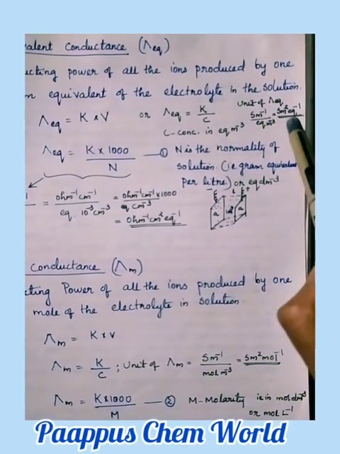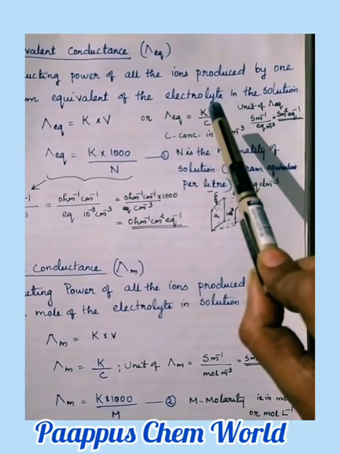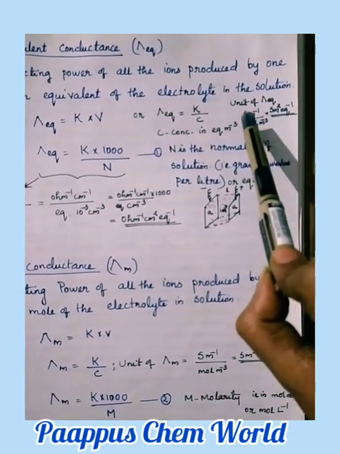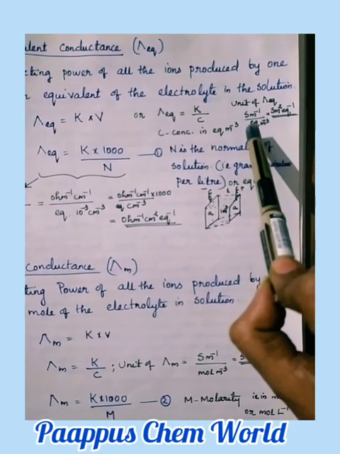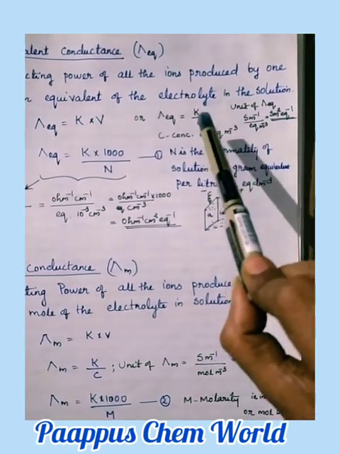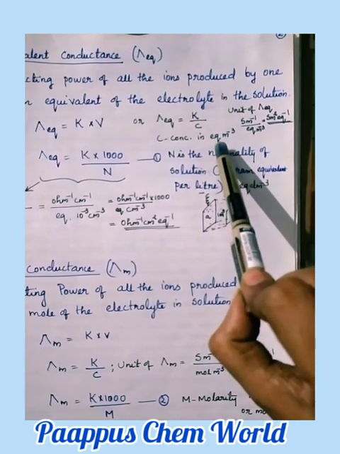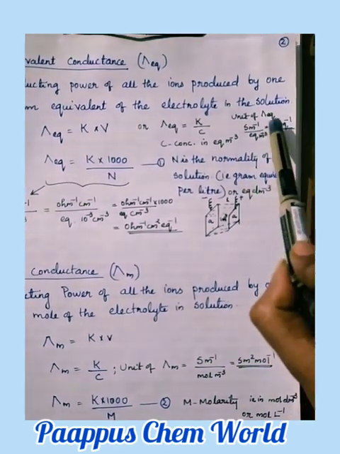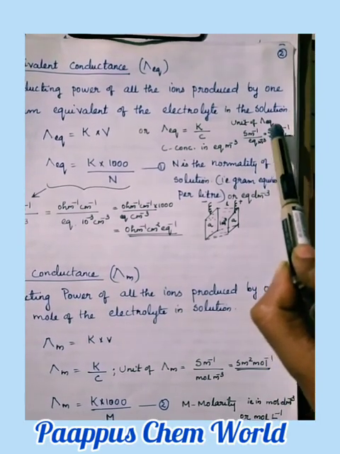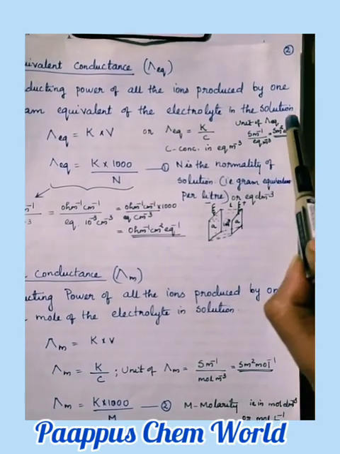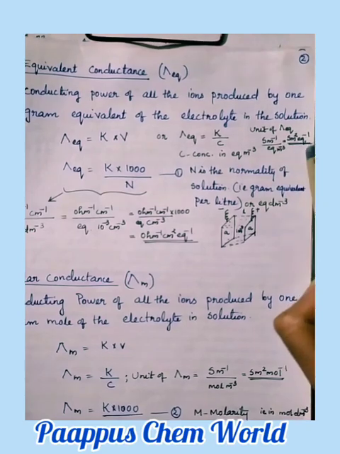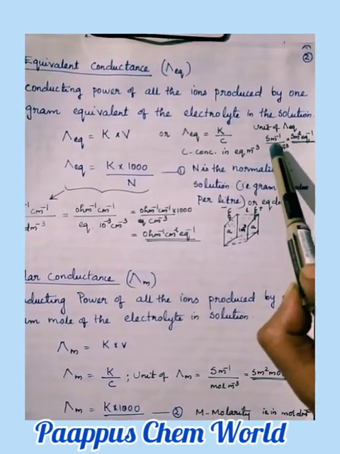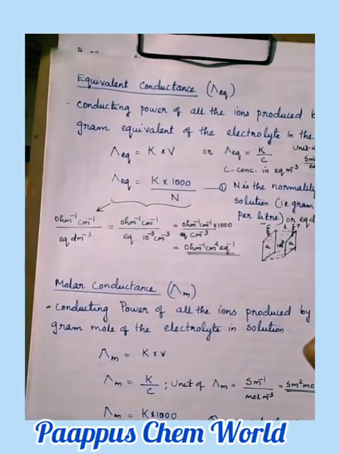The unit of lambda equivalent: we know that the unit of specific conductance kappa is Siemens per meter, so Siemens meter inverse. And the concentration here is represented as equivalents per meter cube, or equivalent meter raised to minus 3. Hence the units become Siemens meter square equivalent raised to minus 2. This is the SI unit of lambda or equivalent conductance.